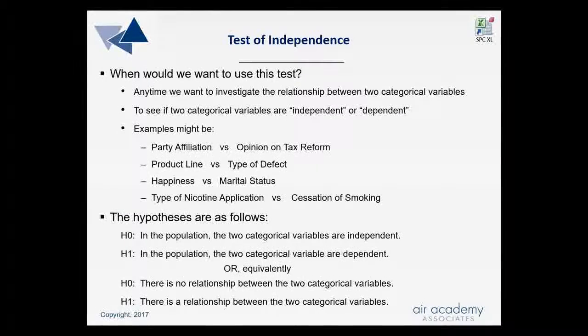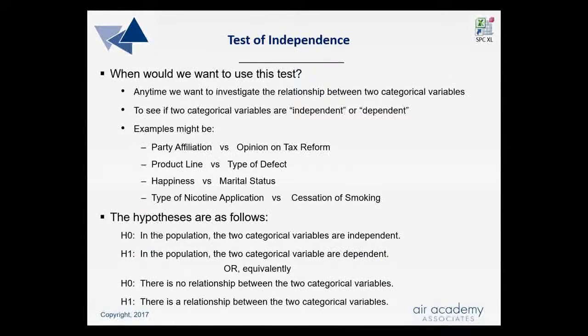The hypothesis in this test of independence is set up as follows. The null hypothesis, H sub 0: in the population, the two categorical variables are independent. The alternative hypothesis states that in the population, the two categorical variables are not independent, they are dependent. Again, the burden of proof is always on H1. That is, we will assume independence until proven differently.